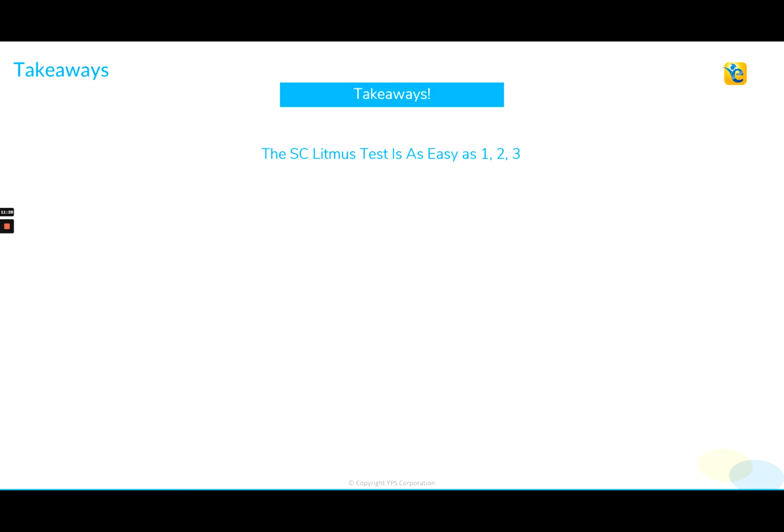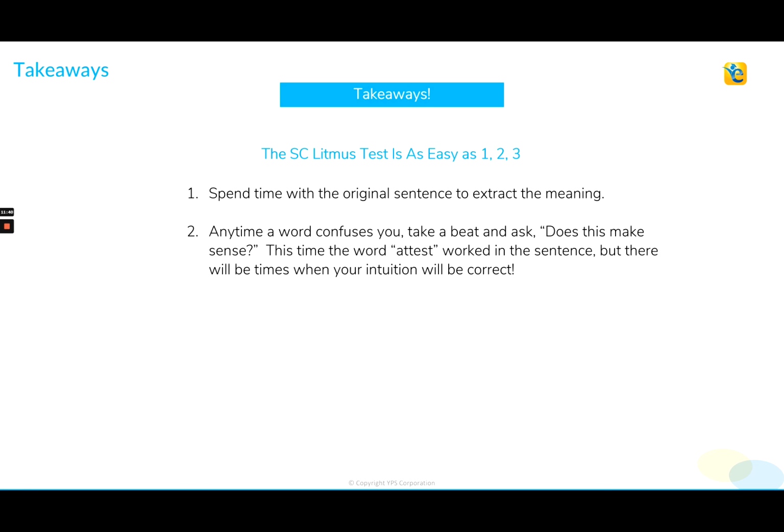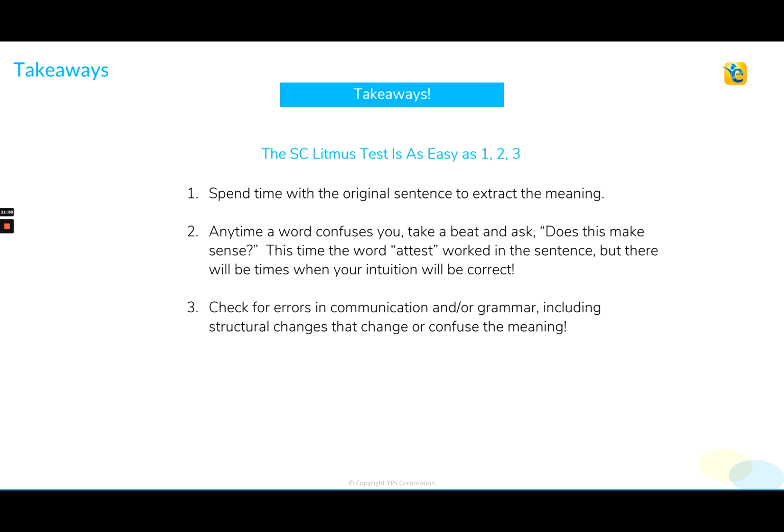So this SC litmus test, the meaning-based approach, it's as easy as 1, 2, 3. Spend time with that original sentence to extract the meaning. Do those gut checks when you feel like something doesn't make sense. Any word that confuses you, take that beat and ask that question. This time the word attest worked in this sentence, but there will be times when your intuition will be correct. And check for errors in communication and or grammar, including structural changes that change or confuse the meaning. Just because the change in structure happened doesn't mean it's fixing our problems in the sentence.